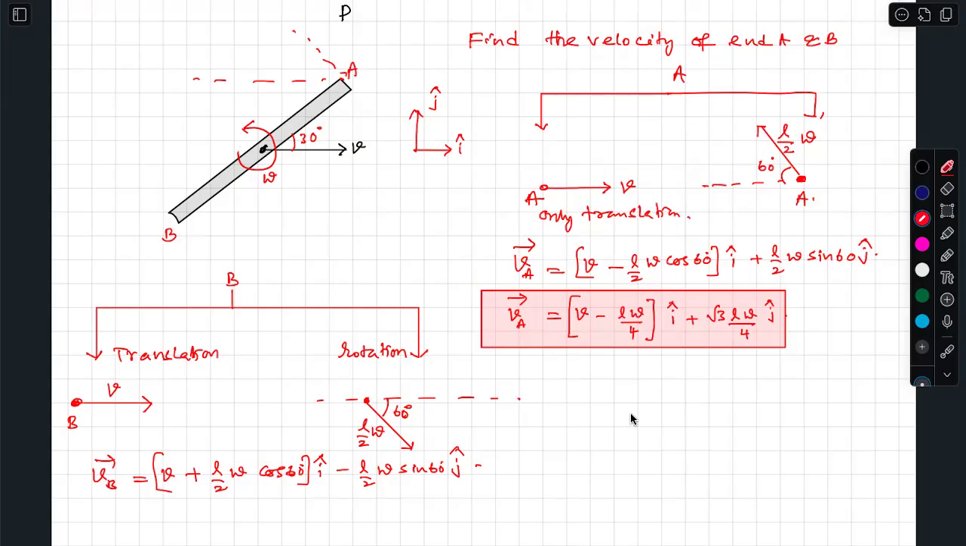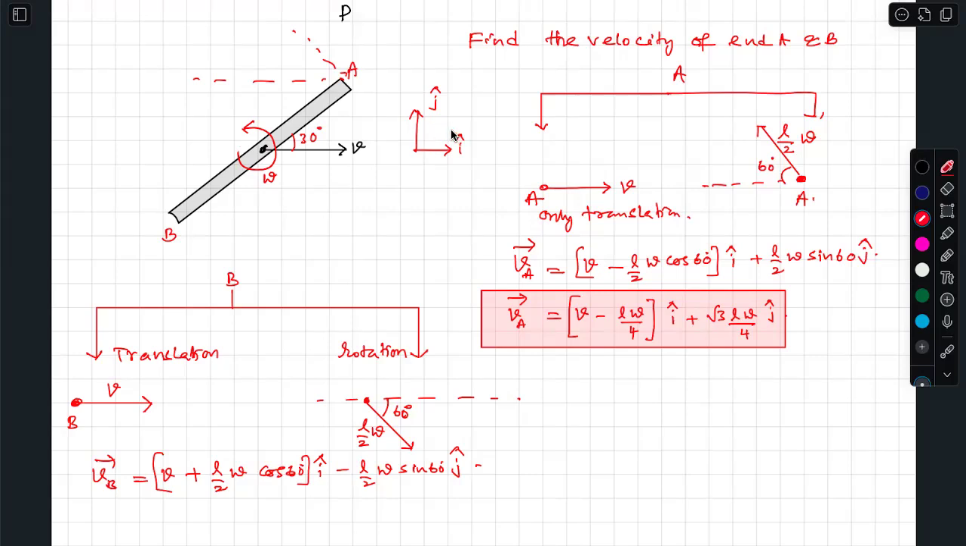Now you have a situation like this. A rod AB is given, and the center of mass of the rod is moving with velocity V at that instant, making an angle 30 degrees with the horizontal. And it has an anti-clockwise sense of rotation. I took this as the horizontal, the x-axis, and this as the y-axis.